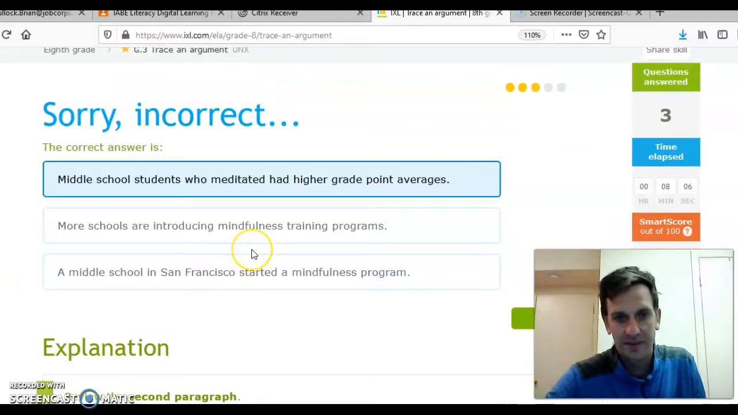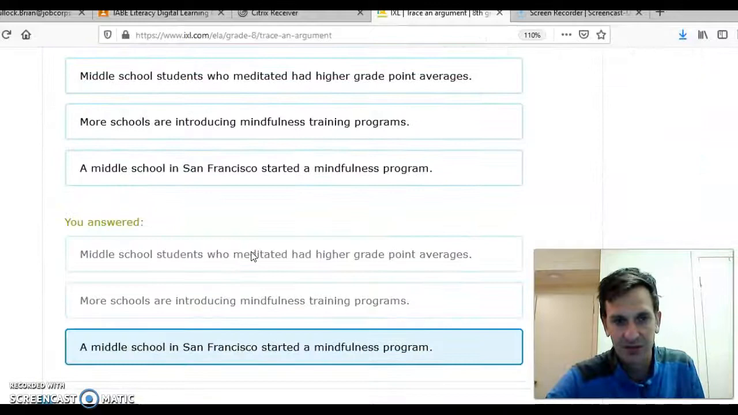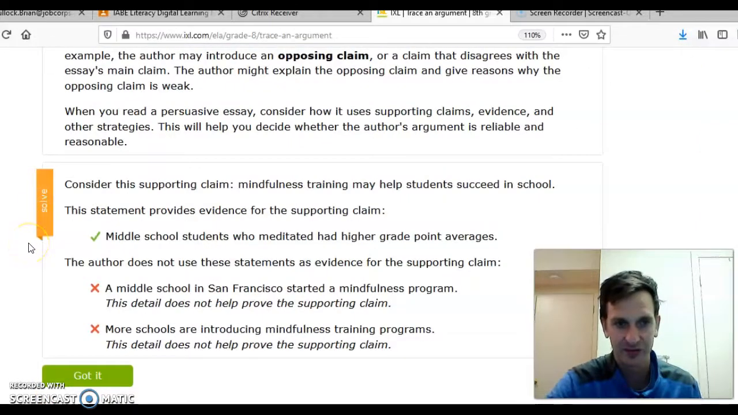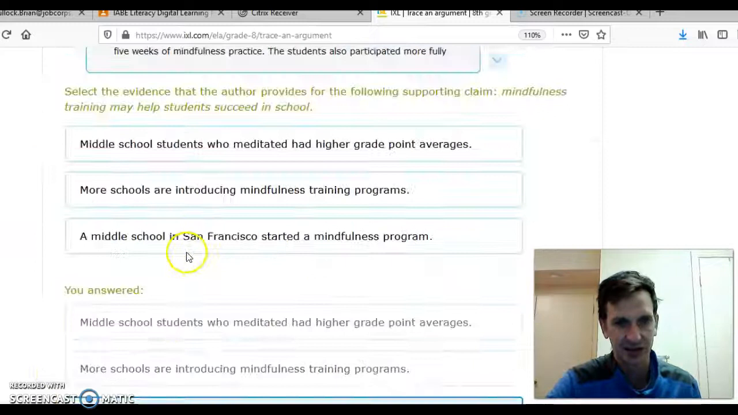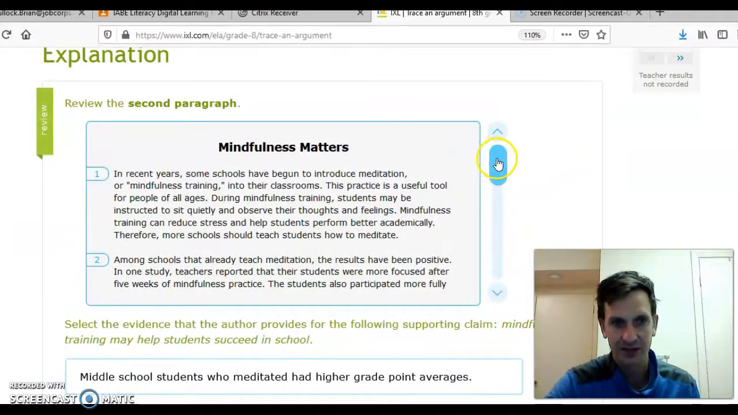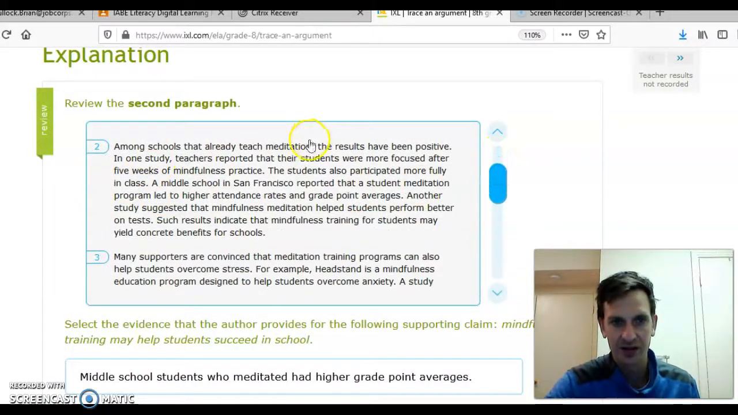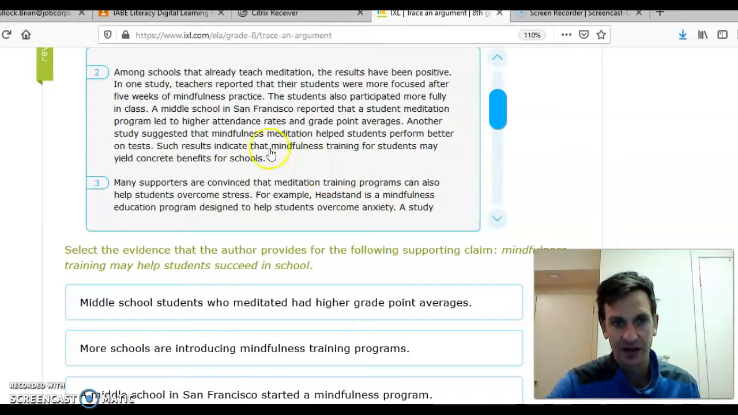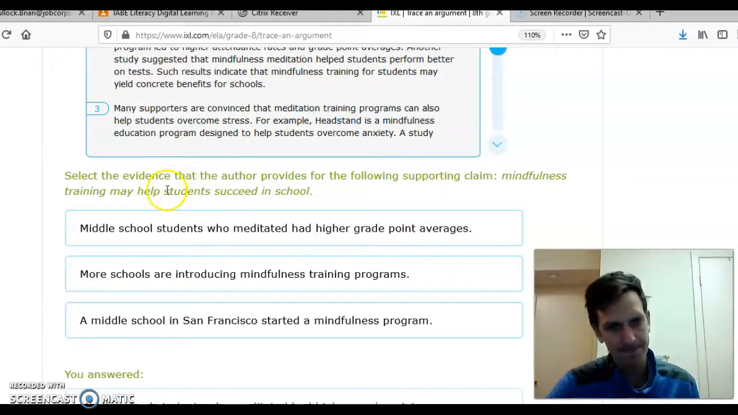And so this was a tough one, so let's look at where the answer lies, because I'm struggling with this one. It says, read the second paragraph. Although schools teach meditation, the results have been positive. In one study, teachers reported students were more focused and participated more fully in class. A middle school in San Francisco reported a student meditation program led to higher attendance rates and grade point averages. Another study suggested that it helps students perform better on tests.